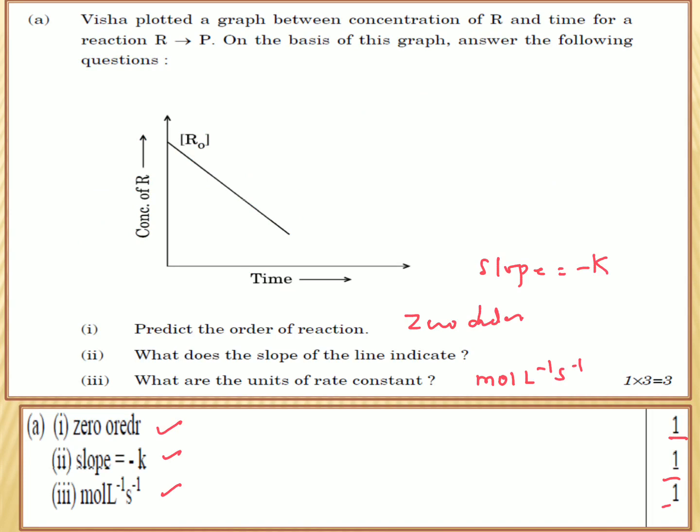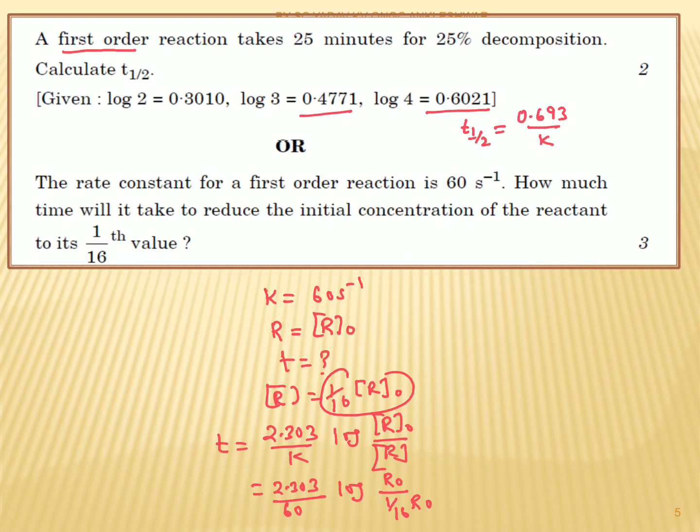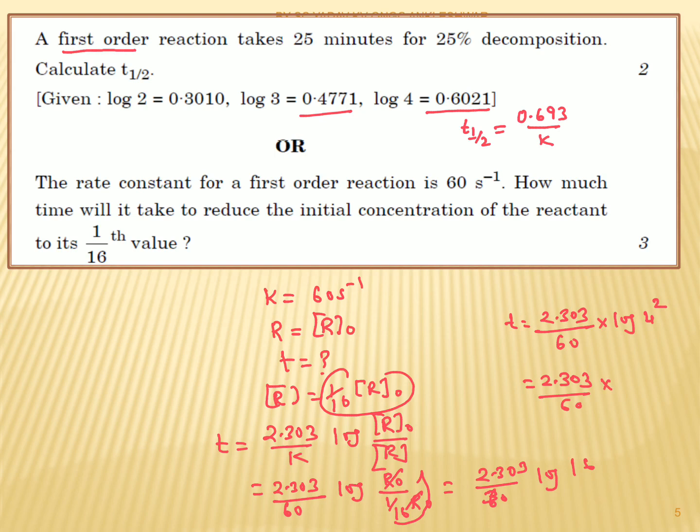Just a minute. Now what will you do? Just solve 2.303 by 60. Now log 16 will go to this side and R0 will cancel, and you can solve it. Time is equal to 2.303 by 60 into log 16, which is written as 4 square, or you can say 2.303 by 60 into 2 log 4.